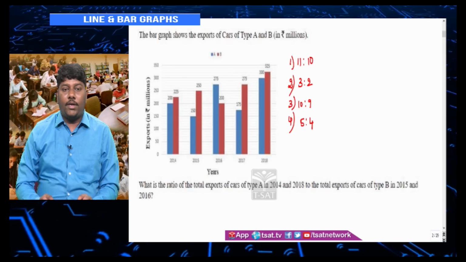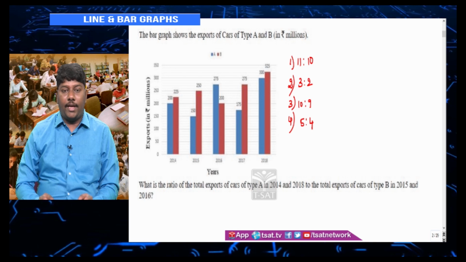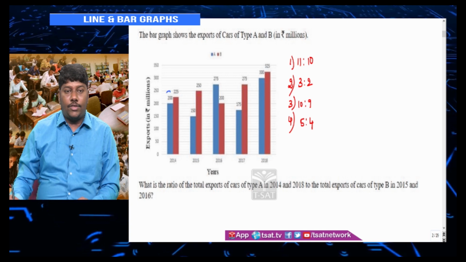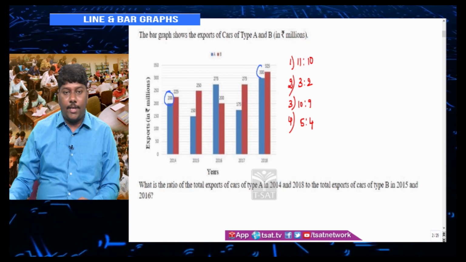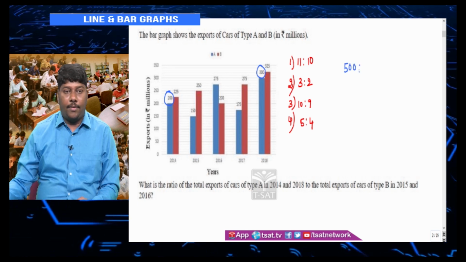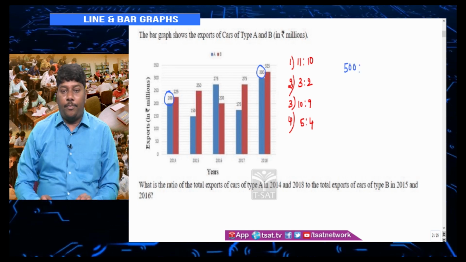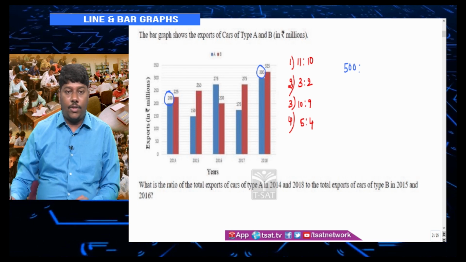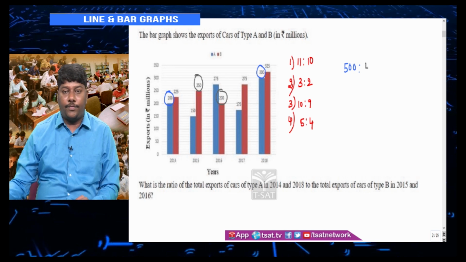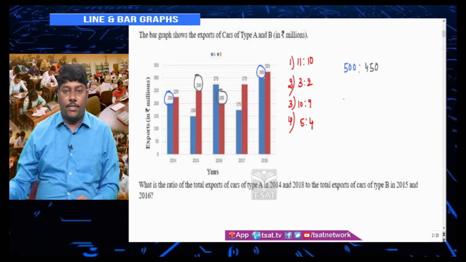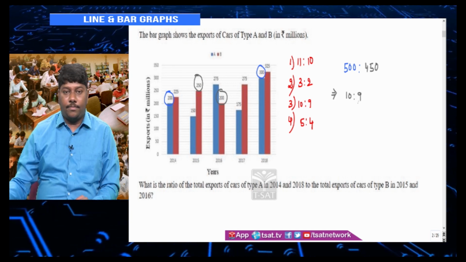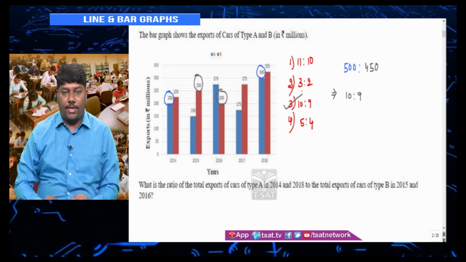The question is, what is the ratio of total exports of car A in 2014 and 2018? In 2014 the data is 200, in 2018 the data is 300, put together it is 500, the blue one and the maroon one. Cars of type B in 2015 and 2016: in 2015 it is 250, in 2016 it is 200, therefore put together it is 450. If you cancel 0 and 0, the 5 table you can cancel: 5 10s are 50, 5 9s are 45. So the answer is simply 10:9.